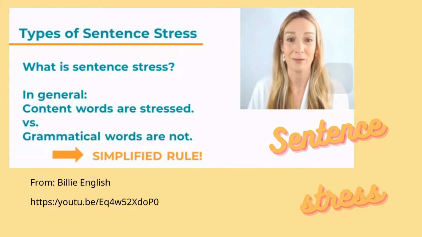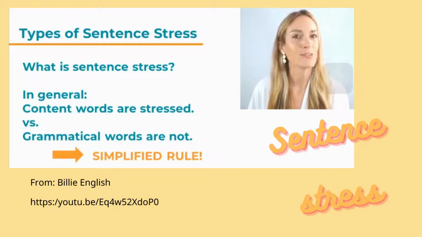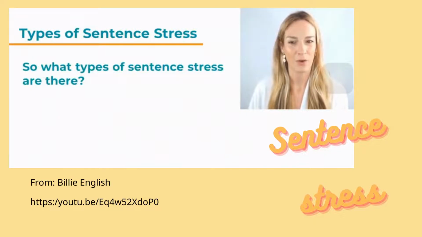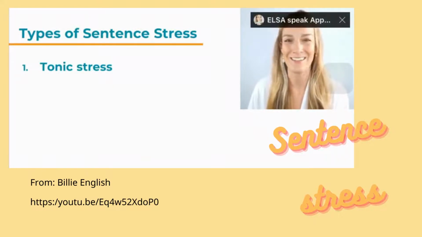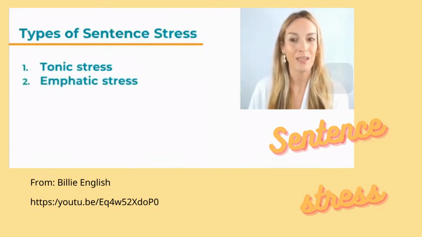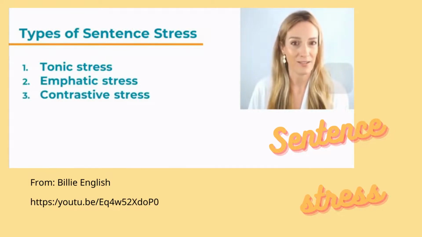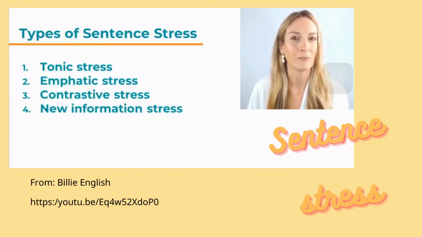This is a very simplified rule, and I'm going to go into more detail in this video and also the videos following. So, what types of sentence stress do we have in English? First of all, we have tonic stress. Tonic, you might think gin and tonic, but no, this has nothing to do with gin and tonic. Tonic stress. Number 2, emphatic stress. Number 3, contrastive stress. And the last one, number 4, new information stress.